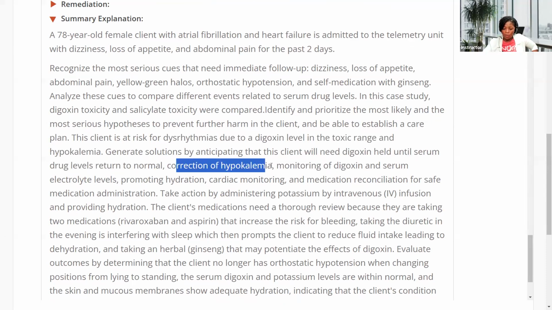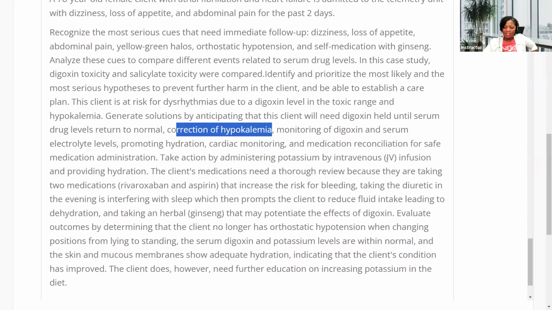Correction of the hypokalemia, which again, that's why we would have chosen give potassium. Monitoring the digoxin and serum electrolytes, promoting hydration, cardiac monitoring. Taking the action, giving the IV infusion, and providing hydration. So it's very vague in this case.